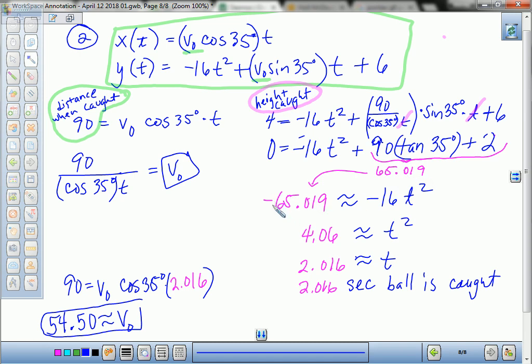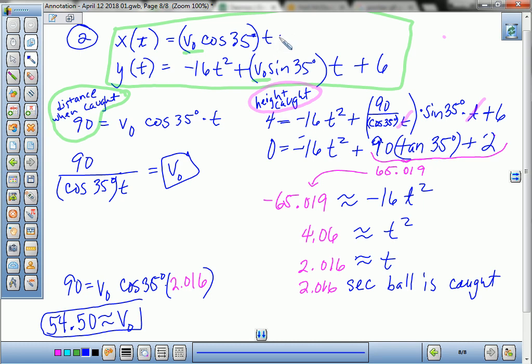65.019 approximately, move it to the other side, it becomes negative. Divide both sides by negative 16, you get t squared. Take the square root. And what this means is 2.016 seconds later, the ball is caught. So now we know the time at which the ball was caught 90 feet away.